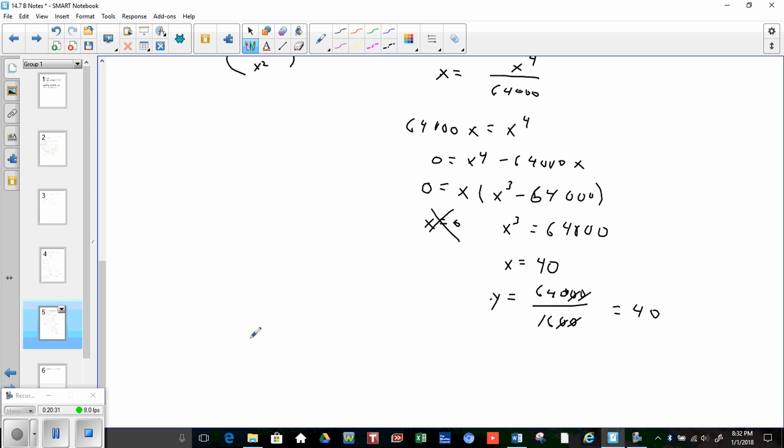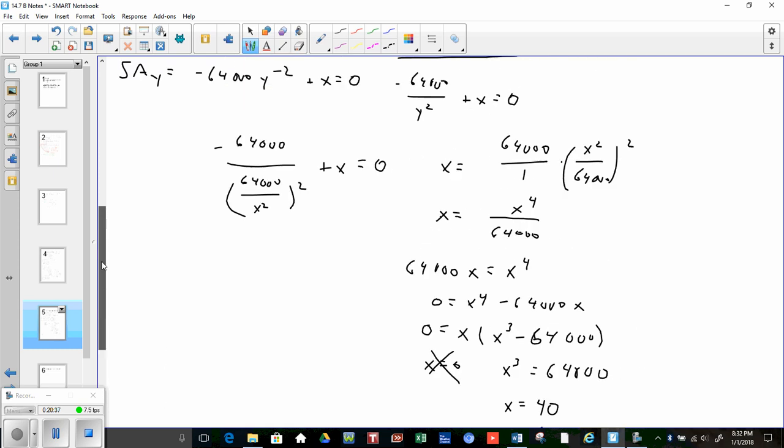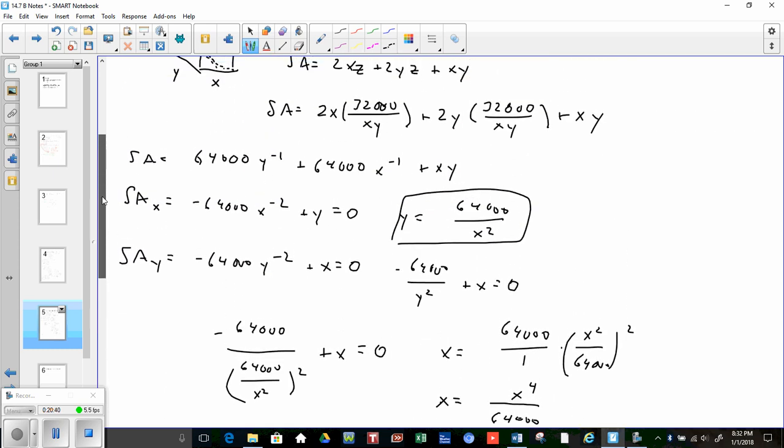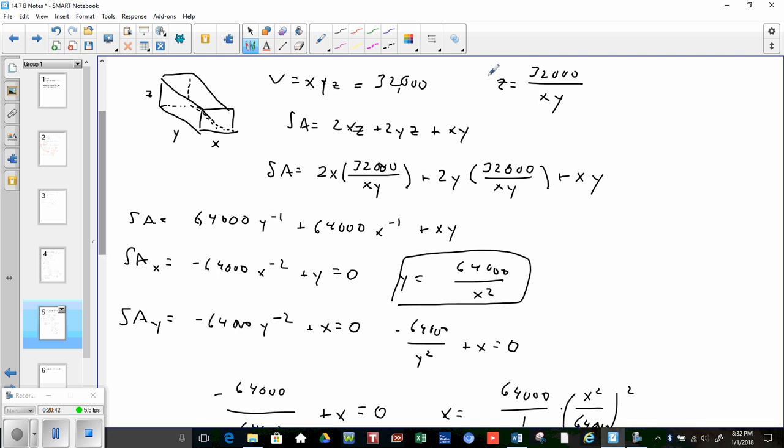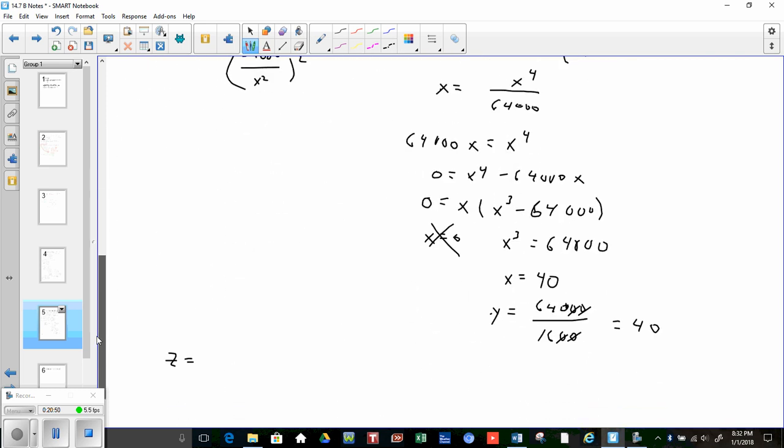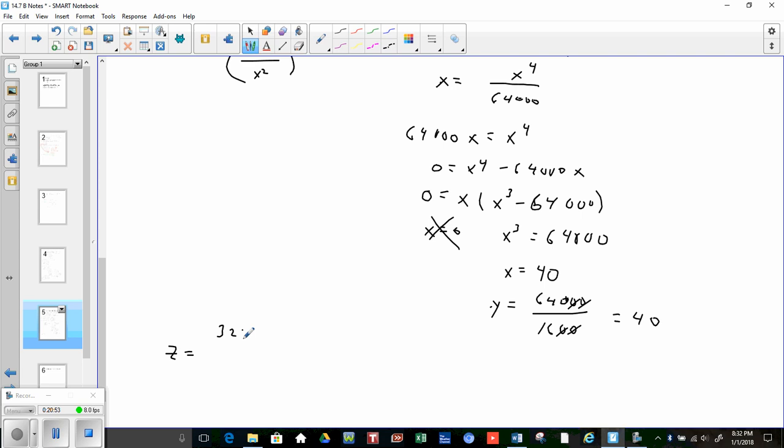Let's see. So z, let's come over here, give ourselves a little room. Knowing that x is 40 and y is 40, the original z equation is right up here, which we'll use. So 32,000 divided by x times y, 40 times 40, once again is 1600. So getting rid of the last two zeros, 320 divided by 16. 16 goes into 32 twice with an extra 0. So in this case, z is actually only 20.